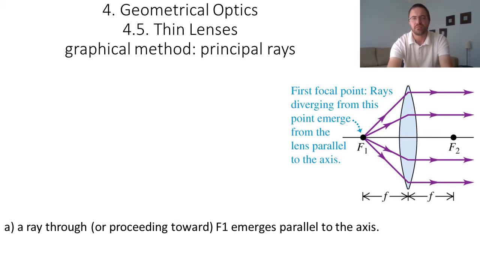So a ray through or proceeding towards F1 emerges parallel to the axis. And so you can draw any ray that goes through the point F1, and after going through the lens, that ray should emerge parallel to the axis. But in fact, you don't need to draw many rays. In fact, you only need to draw just one. That will be interesting for you, and this is a ray that will also pass through the object.